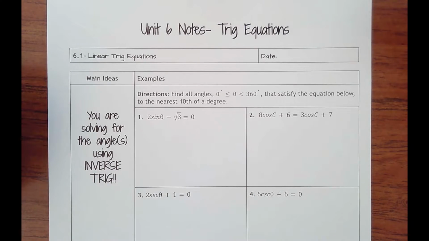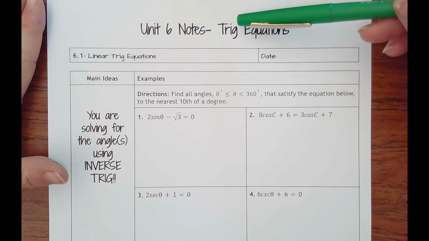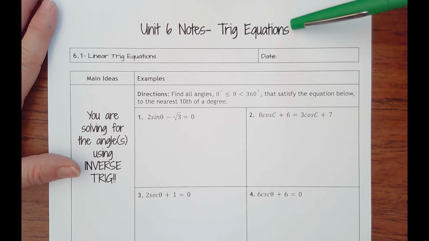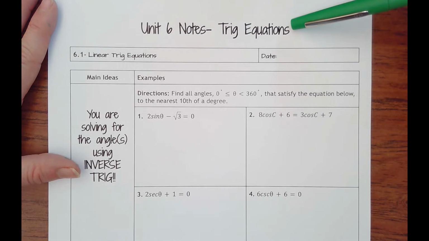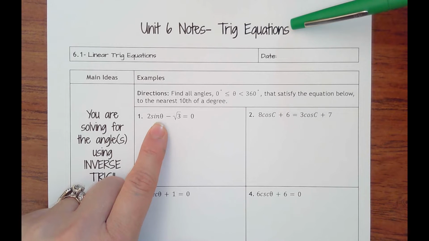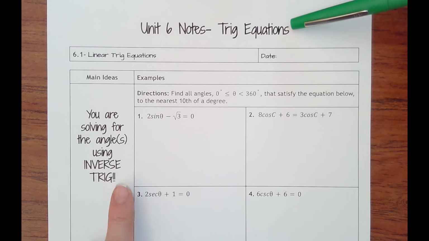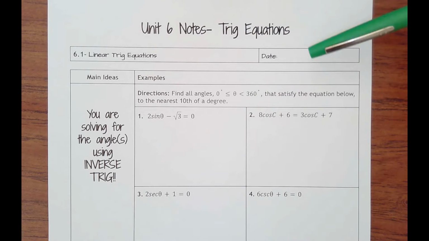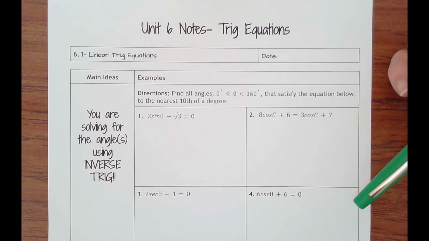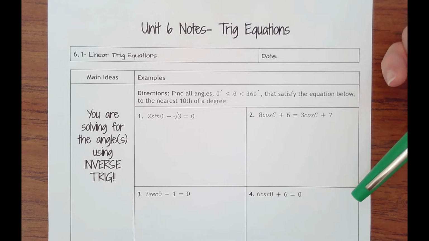Unit 6 is going to continue with some trig functions and specifically solving trig equations. Remember that when we have sine or cosine or tangent of theta, that means you're solving for the angles and you're using what's known as inverse trig, where we're working backwards and we're using a point around the unit circle to then think of what angle that value is at.